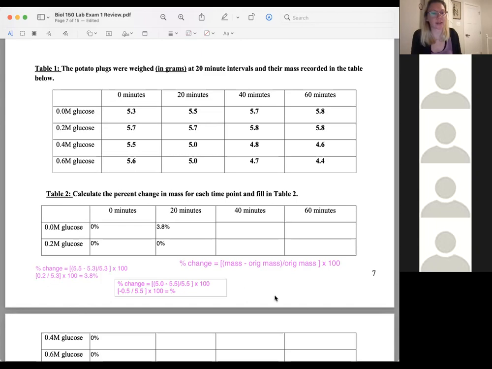Okay, so what is the solution for this percent change? Looking at 20 minutes for the 0.4 molar glucose solution.